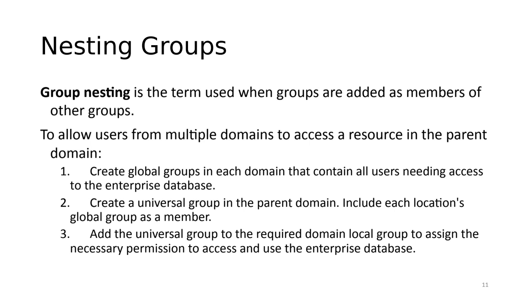So to allow users from multiple domains to access the resource in the parent domain, what did we do last time? Tell me. First, we create a local group. Then we create a domain group, a global group. We add the global group as a member of the local group. Then we grant access to the local group. So the granting is done on the local group. So these are the steps.